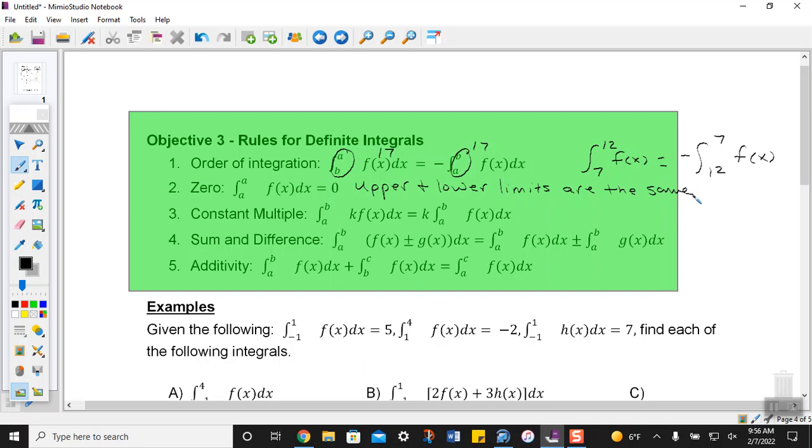Okay? I like this next one, constant multiple one. Constant multiple says this: if you have a lower limit of a to b of some constant k times a function, remember that 4x one we just did? 4 would have been like your k value. You could have taken that 4 according to this rule and moved it where?